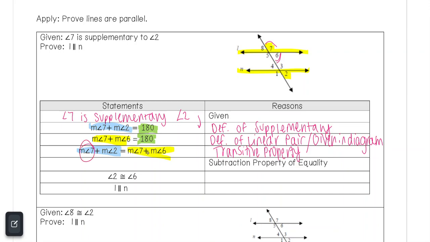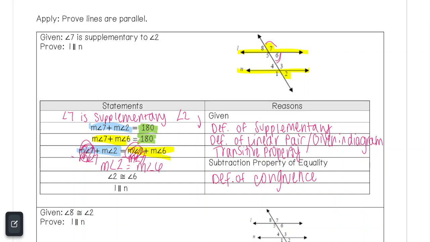So I can see that both sides of this last equation had the measure of angle 7. So if I were to subtract the measure of angle 7 from both sides, then I would be left with just the measure of angle 2 equals the measure of angle 6. And that would be based on our subtraction property of equality. Very subtle change on the next line then. We're going from measure of angle 2 being equal to measure of angle 6 to now knowing that the angle 2 is congruent to the angle 6. And remember that when we switch between our equal sign for numbers and our congruent sign for segments or angles, that's just relying on our definition of congruence.